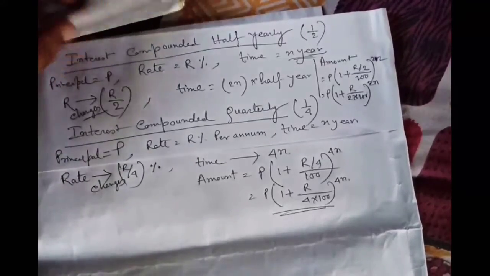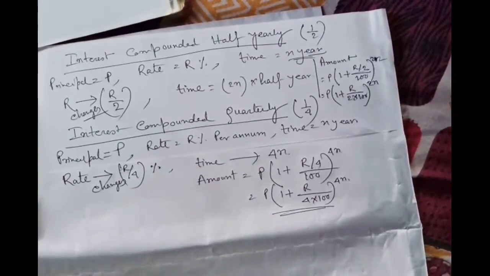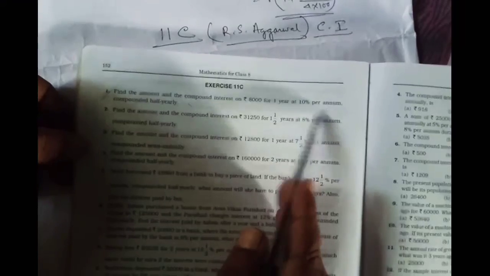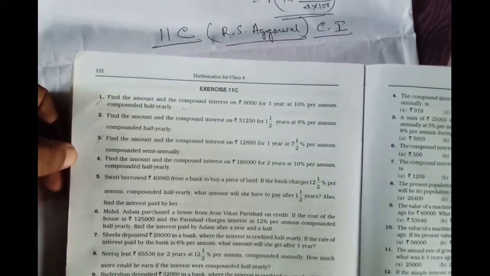So let us come to exercise 11C of R.S. Agarwal, compound interest chapter. First let us come to the first math. In the first math, it is given that find the amount and the compound interest of 8,000 for 1 year at 10% per annum compounded half yearly.